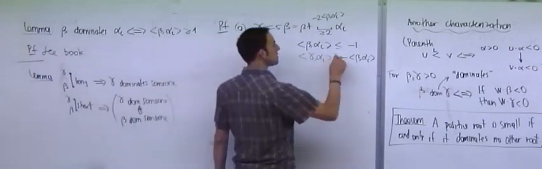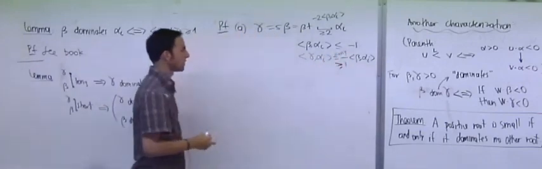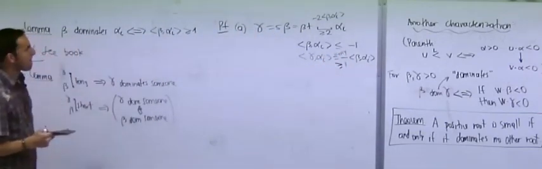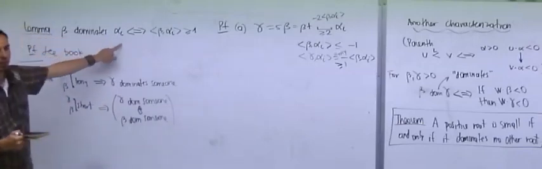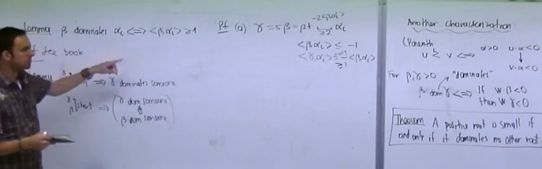You should do it. This is easy. Think about it and you'll see it. And then what I just proved is that gamma dominates alpha I, by this lemma.